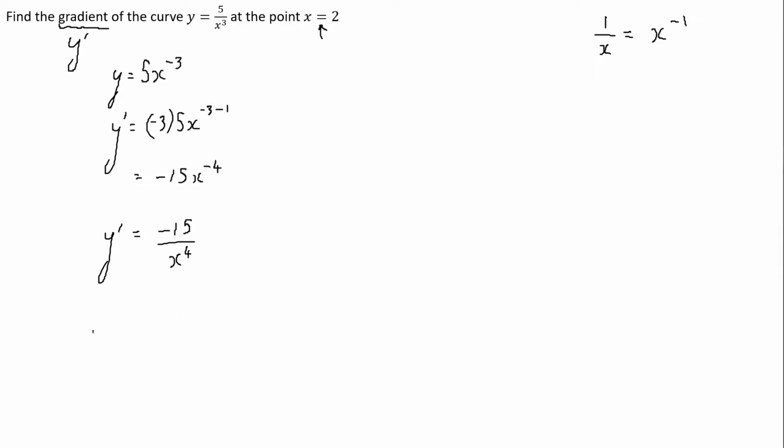So y dash, the gradient, is going to be negative 15 on 2 to the power of 4, which is 2, 4, 8, 16. So it's going to be negative 15 on 16. And that is your gradient at x equals 2. That's all you have to do. Now, let's look at the next one, which is exactly the same process, but one thing that's different.